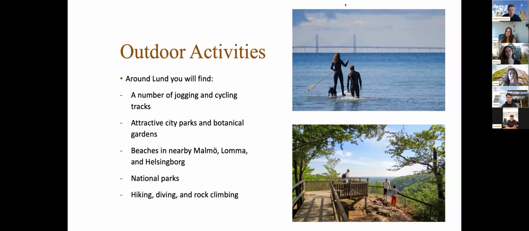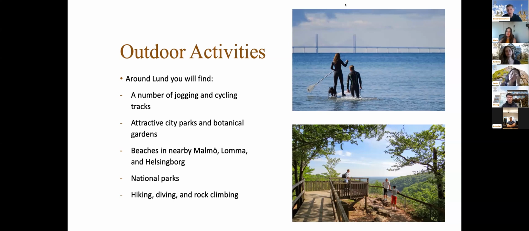We also have a couple of beaches in nearby Malmö and Lomma, and if you study in Helsingborg, you basically have a beach right in Helsingborg, which is very convenient. There are also some really nice national parks down here in the southern parts of Sweden, really close to Lund, that you're more than welcome to visit while studying here. Hiking, diving, and rock climbing are fairly common activities in Sweden as well. So if you're into any of that, you will find a lot of things to do.